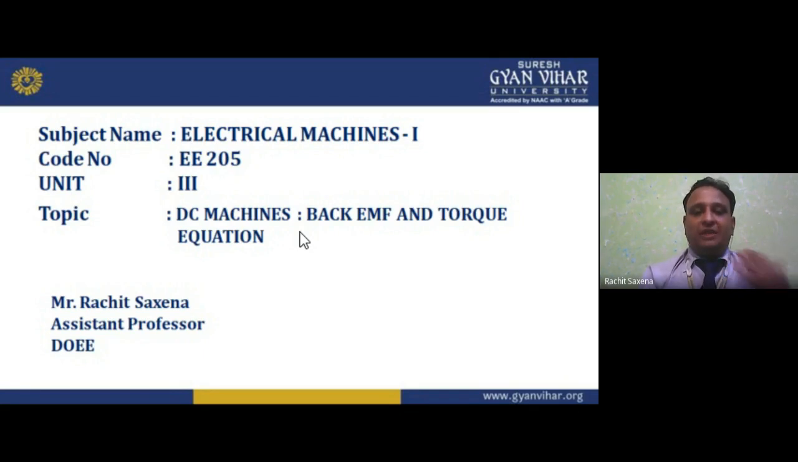Now, my dear students, if I am talking about electrical machines, as you know, these are machines which do some work. Electrical Machine 1 totally deals with direct current machines, so I am talking about direct current rotating machines. What is the meaning of rotating machine here? A rotating machine has some rotating part, and a non-rotating machine doesn't have any rotating part.